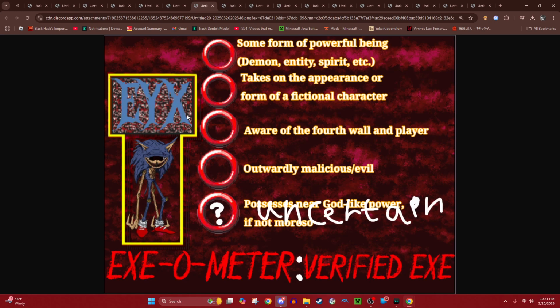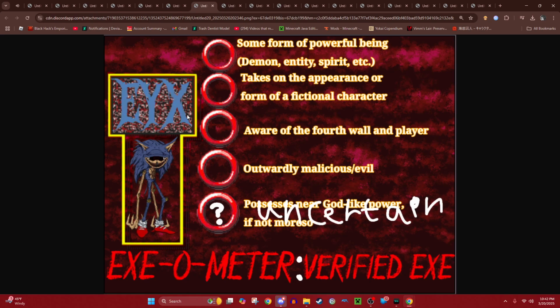Is it some form of powerful being, demon, entity, spirit, etc.? Yes. Though, I don't believe we know what specifically it is, but what we do know is it most likely is some form of entity.